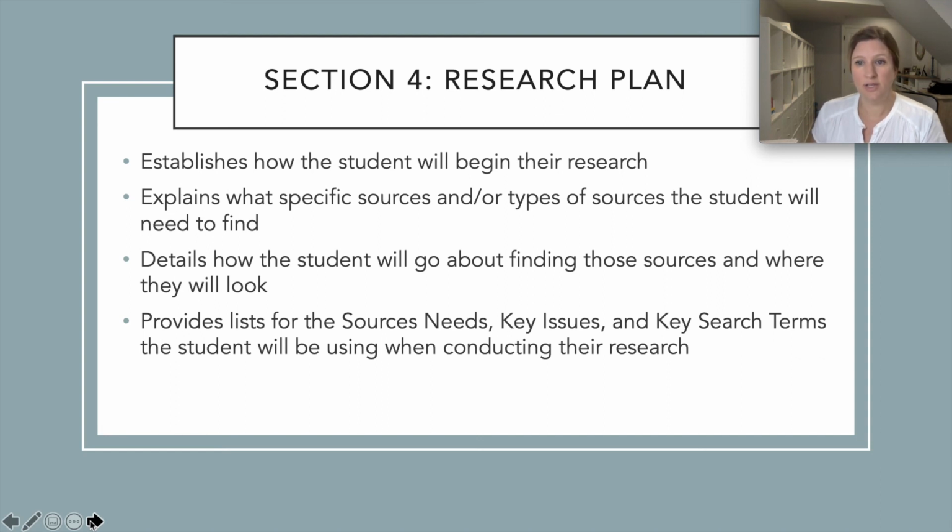This will be especially helpful in week 6 when we begin working with the library's databases and you start actually doing the research for your annotated bibliography. So let's look at an example.